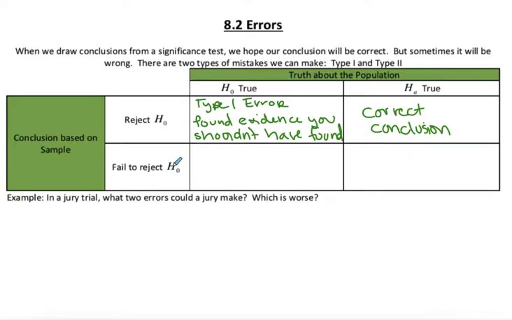Remember, we never accept the alternate or the null hypothesis here. So when we fail to reject, it's possible that the claim is true. Well, that's a correct conclusion. We didn't make a mistake there. However, if we fail to reject the claim, but the alternative is true, this is our type 2 error. And this means we failed to find evidence that we should have found.